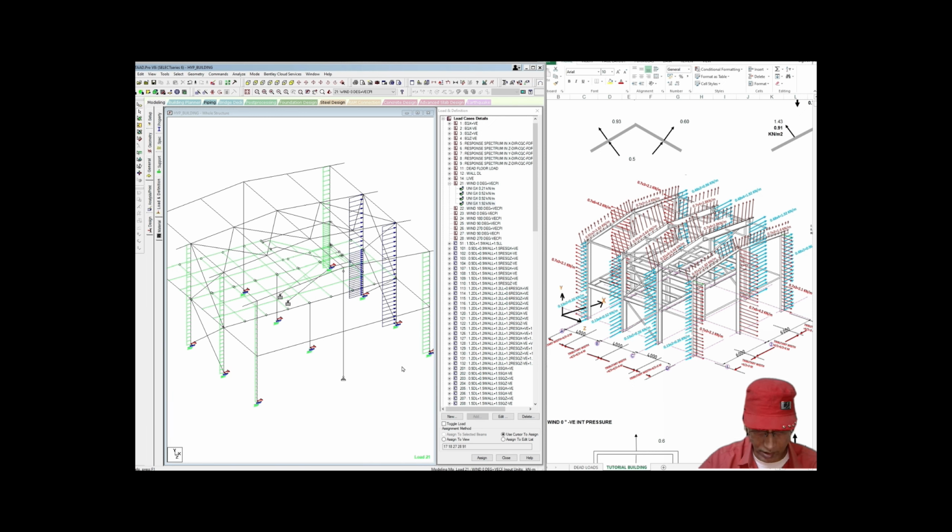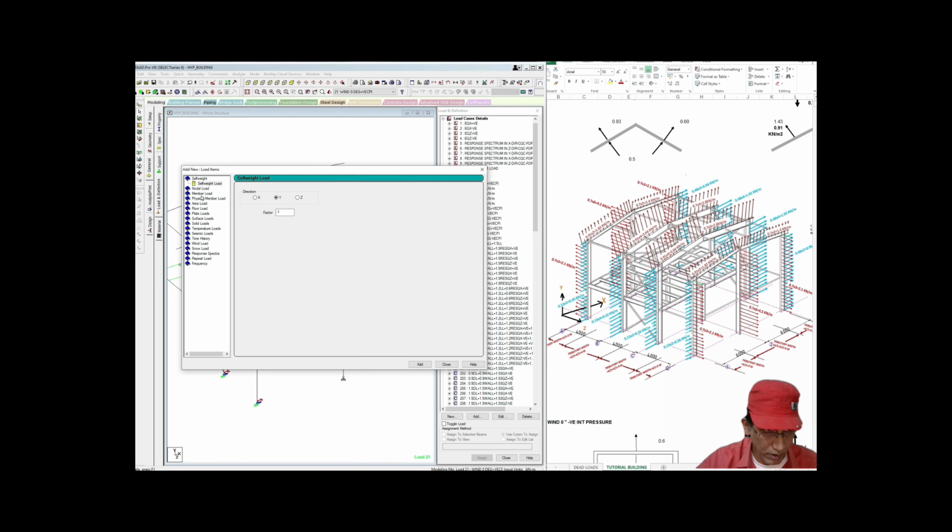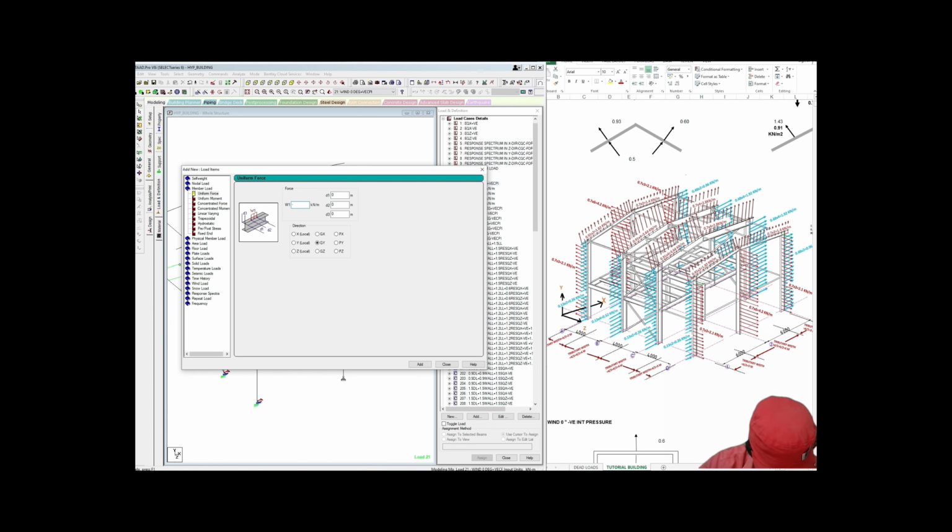Then you have to go to wall C. In wall C we have 2.1 kN per meter in negative Z direction of STAAD Pro, 4.2 kN per meter and 2.1 kN per meter. So let us add this again. Go to wind load 0 degree, add member load, minus 2.1 in global GZ direction, add, then add minus 4.2, add.